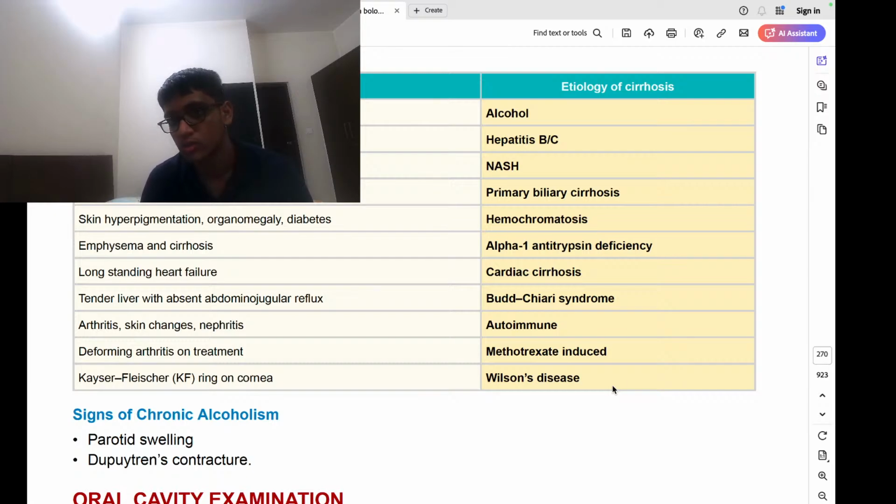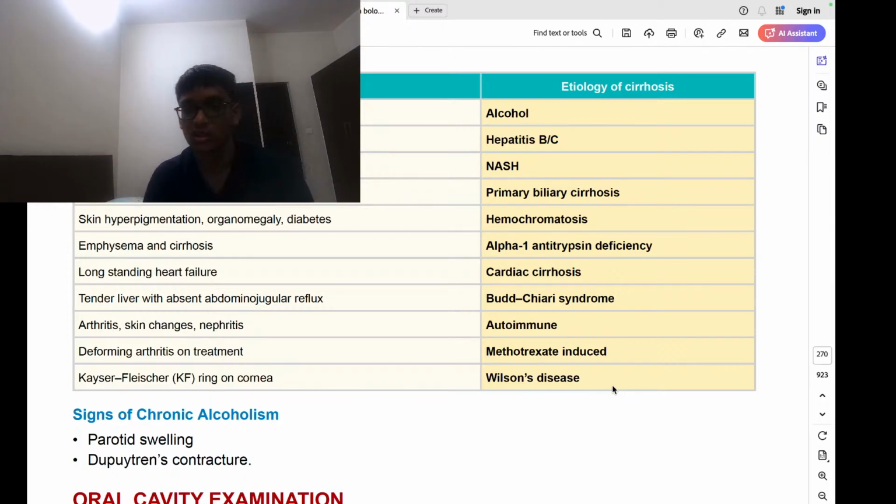Long-standing heart failure is cardiac cirrhosis. The tender liver with absent abdominojugular reflex is Budd-Chiari syndrome. And then arthritis, skin changes, nephritis is autoimmune. Deforming arthritis on treatment is methotrexate induced. Kayser-Fleischer ring on the cornea is Wilson disease, which is copper accumulation.